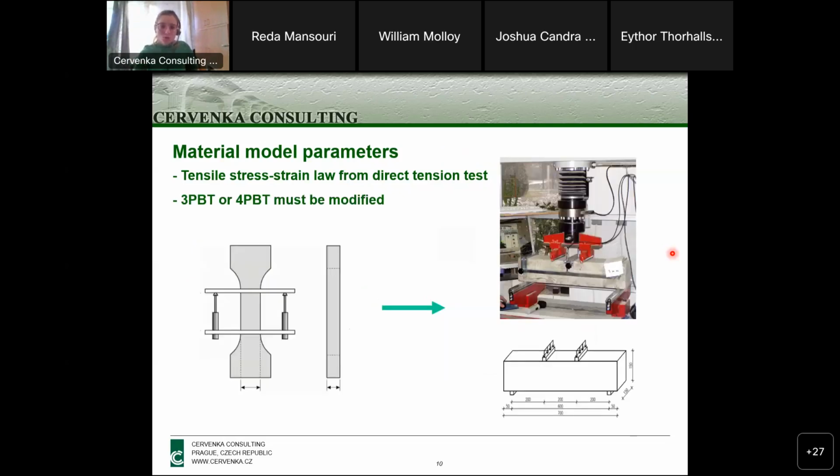But mostly in practice, when we want to find the tensile behavior of concrete, we usually perform bending testing. It's either 3-point bending tests or 4-point bending tests. And those results from experiments have to be modified to be used directly for the tensile stress-strain law in the material model.